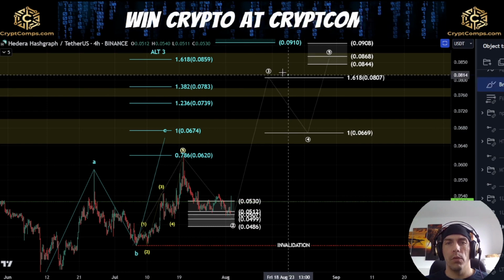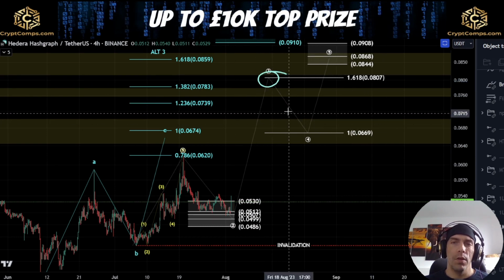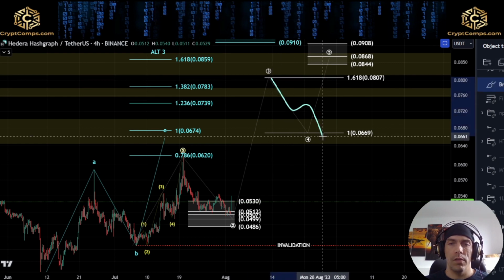What I'm looking for here for confirmation is a move up here towards this 0807, and then that would be looking for that third wave. Then we'd need to see a fourth and a fifth.